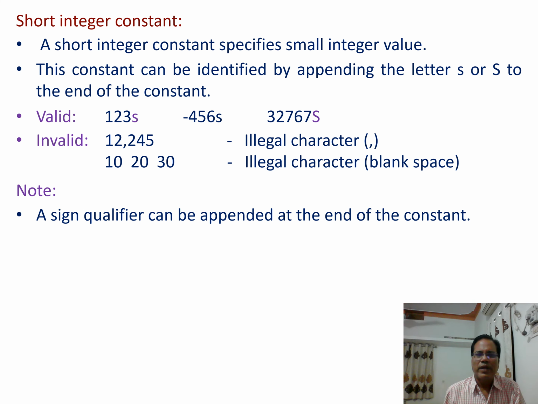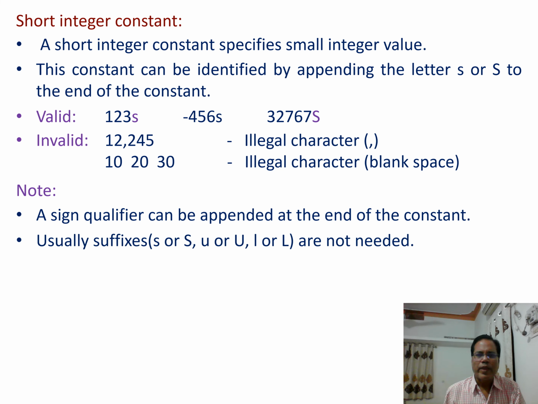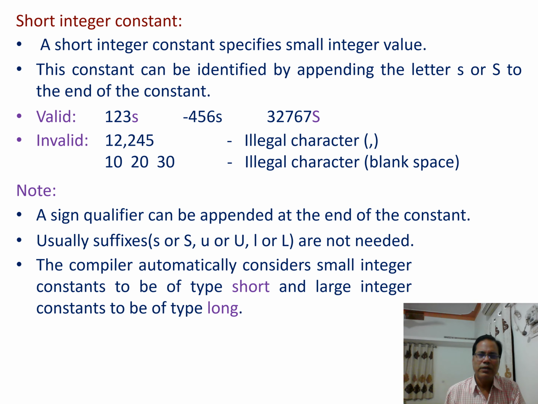Note: a sign qualifier can be appended at the end of the constant. Usually the suffixes s, lowercase or uppercase S, lowercase u or uppercase U, and lowercase l or uppercase L are not needed. Why? The compiler automatically considers small integer constants to be of type short and large integer constants to be of type long.